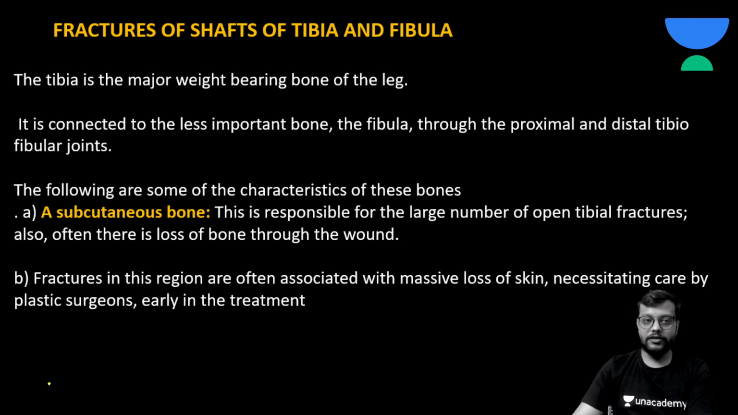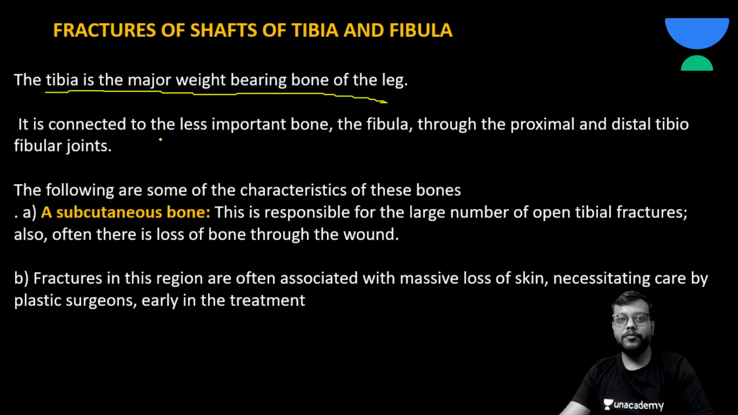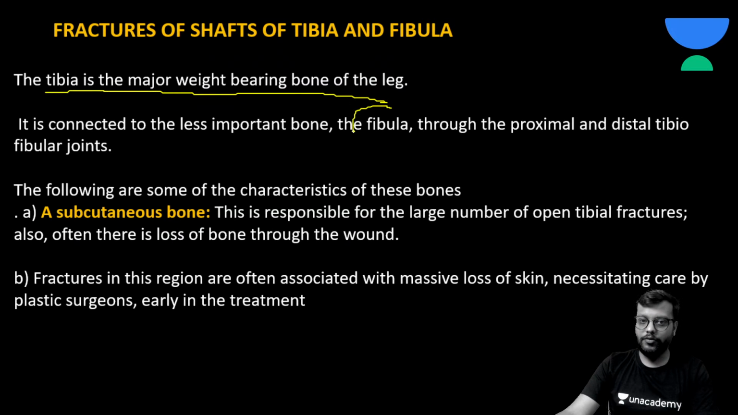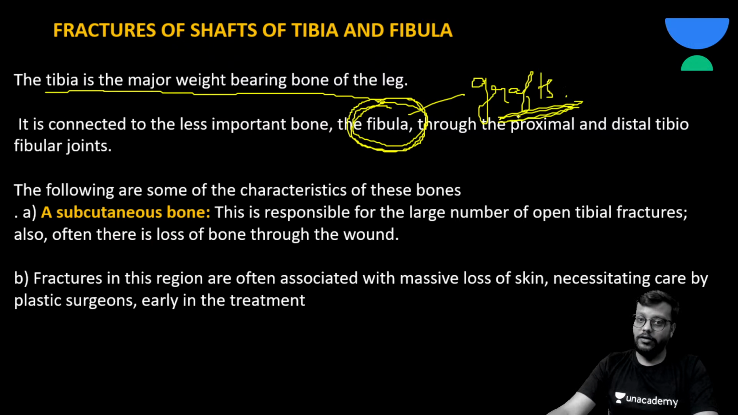And as you all know, the tibia is a major weight bearing bone of the leg. And the fibula is a less important bone, and even without it you can walk. So the fibula is often used for grafts and as surgical landmarks. But the fibula has more blood supply due to more attachment of the muscles here.